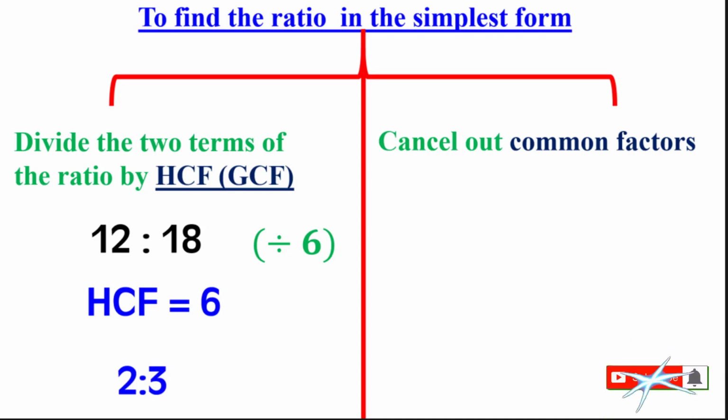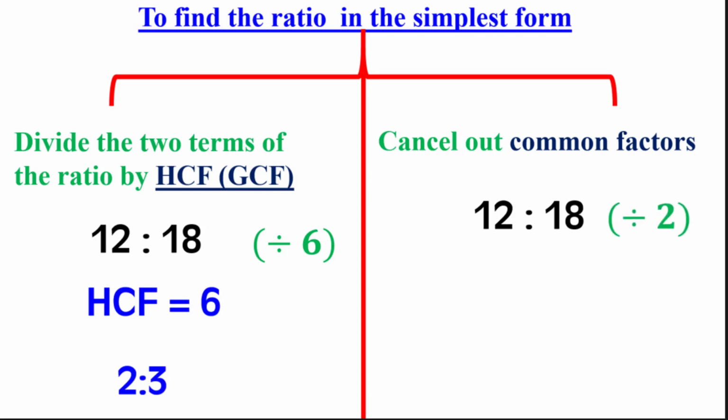What about the second way? The second way is to cancel out common factors. Just ask yourself: we have here 12 and 18. They are even numbers, so 12 and 18 are divisible by what? They are divisible by 2. We studied the divisibility rules, and we will remember them. 12 divided by 2 will be 6, and 18 divided by 2 will be 9. So it will be 6 to 9.